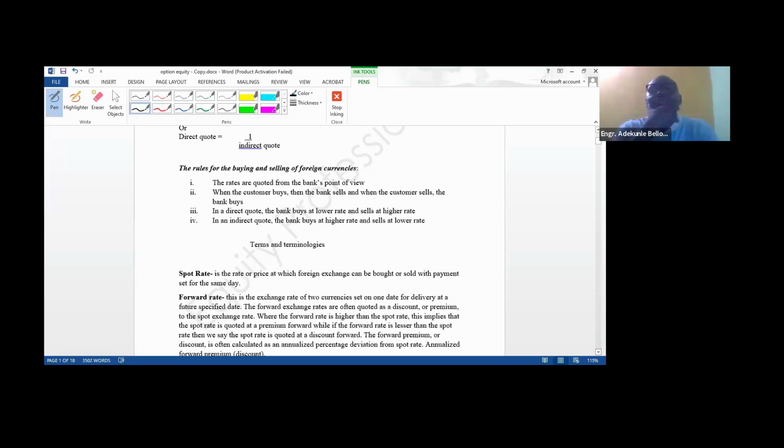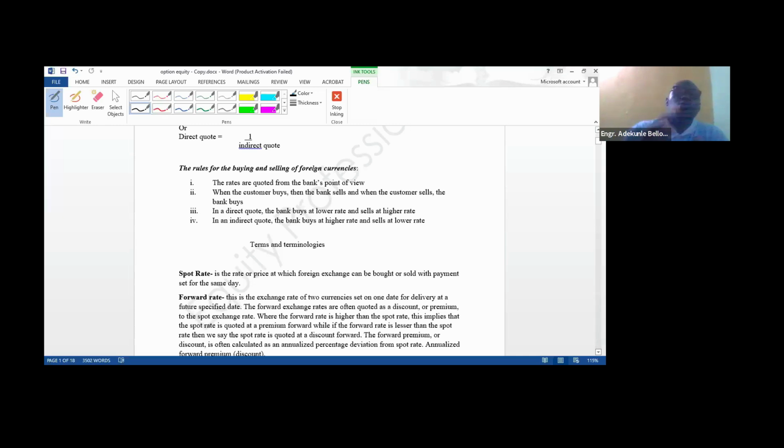Rule number 1, exchange rates are quoted from the viewpoint of the bank or the authorized dealer. Exchange rates are quoted in favor of the bank or the authorized dealer. That is point number 1 to be noted.